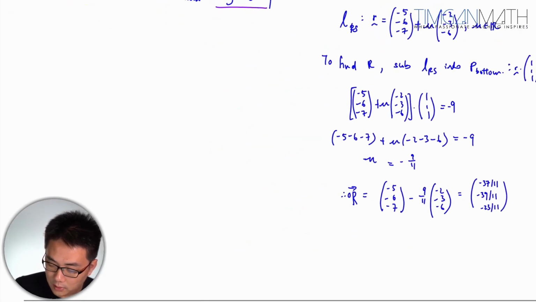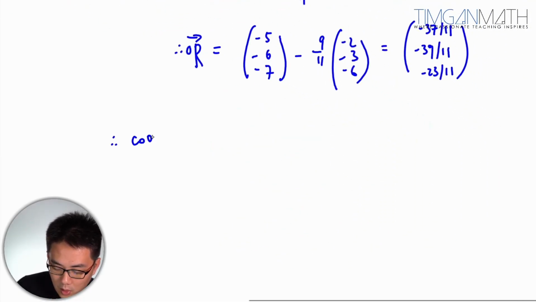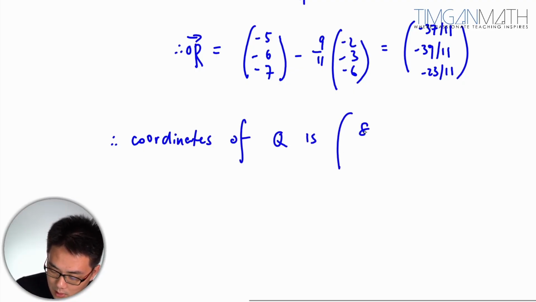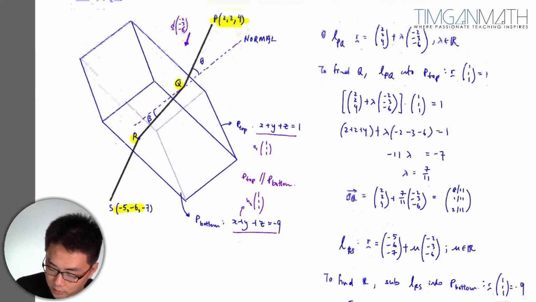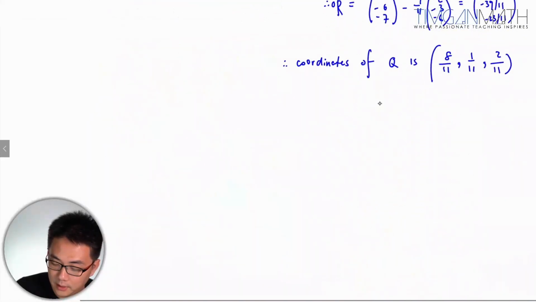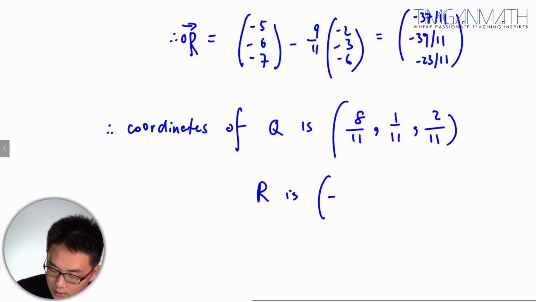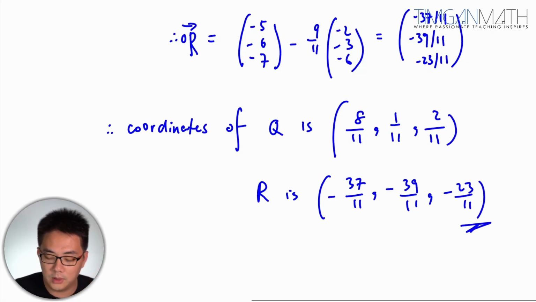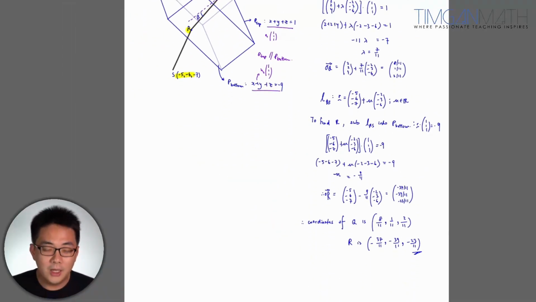Okay, so just write down the coordinates. So hence, coordinates of Q is 8 over 11, 1 over 11, 2 over 11 from the previous part. And then R is negative 37 over 11, minus 39 over 11, minus 23 over 11. Yeah, there you go. This is how we do this question here proficiently. It's not a difficult question, I will say, but it's a bit tedious.